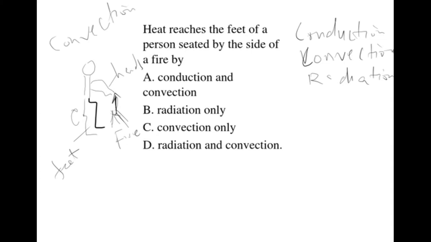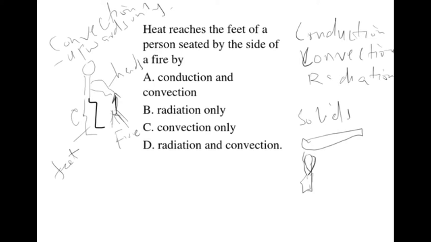Since convection is a method of heat transfer that takes place in gases and liquids, it usually takes place upward only. So it cannot take place sideways. So it cannot go this way or this way. Then we have the other method called conduction. Conduction takes place in solids. So it has to move from one part of a solid, if this is the heat and then we have the solid there, from where it is concentrated to where it is lowly concentrated. So there must be a solid. So looking at our diagram here, there is no solid.